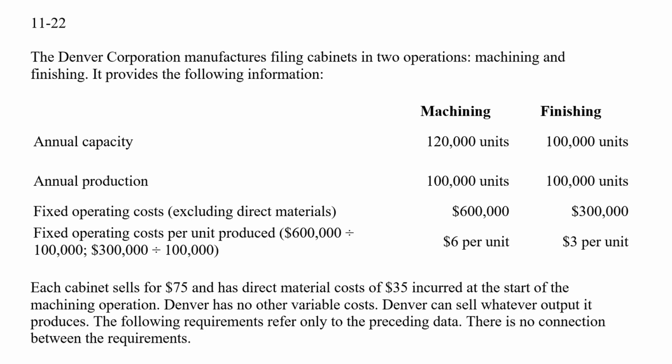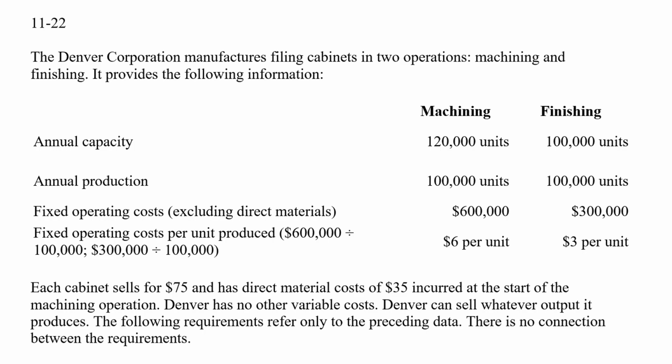Each cabinet sells for $75 and has direct material costs of $35 incurred at the start of the machining operation. Denver has no other variable costs. Denver can sell whatever output it produces, and the following requirements refer only to the preceding data. There is no connection between the requirements.